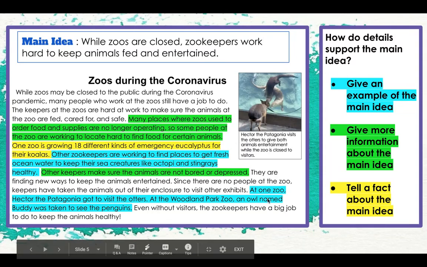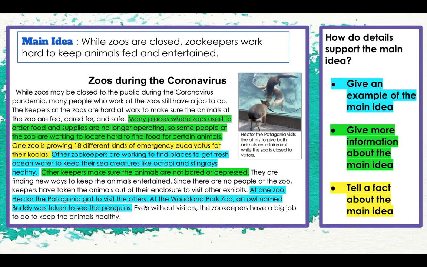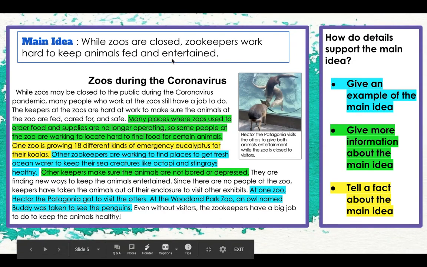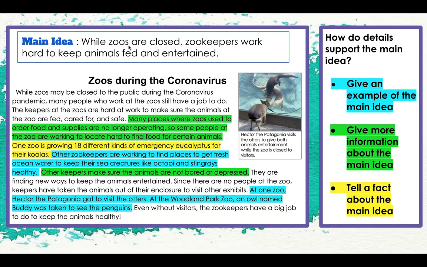This bottom one down here is another specific example. At one zoo, Hector the Patagonia, so it's specific, got to visit the otters. That's an example of keeping animals entertained. The zookeepers are working to keep them entertained. At the Woodland Park Zoo, an owl named Buddy was taken to see the penguins. That's an example of zoos being closed and zookeepers working to keep the animals entertained. So even though they don't support necessarily the fed part, they are an example that supports this main idea.